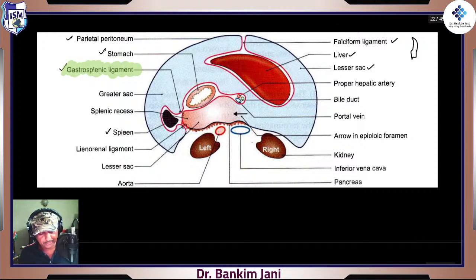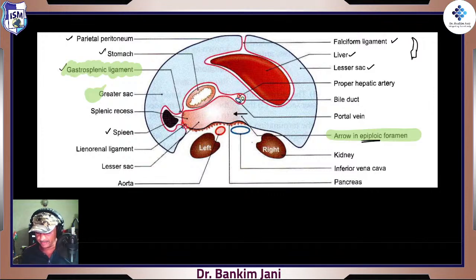Then what? This is the greater sac, right? The rest of the area, all the intraperitoneal region apart from the lesser sac, is the greater sac. The communication between them, this arrow, is the epiploic foramen. As you very rightly helped me, the epiploic foramen is on the edge of the peritoneum. That's why it is called epiploic. That's the meaning of it.